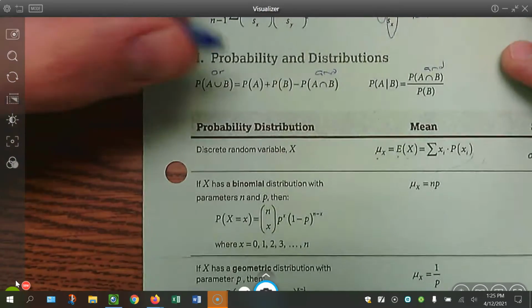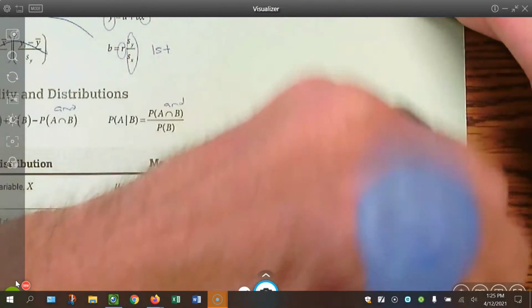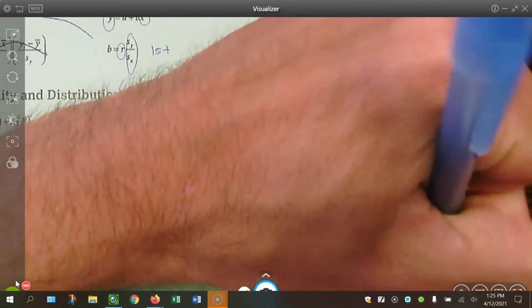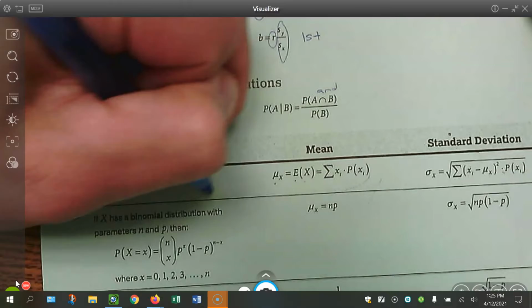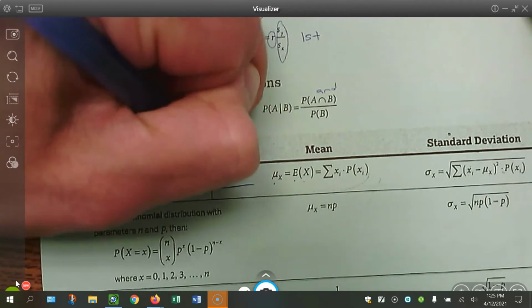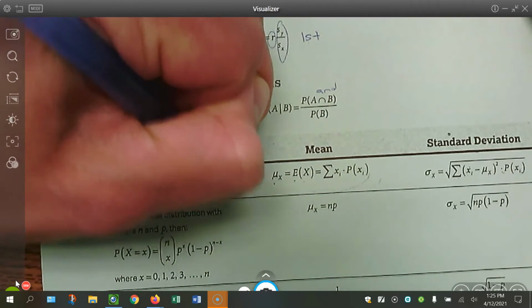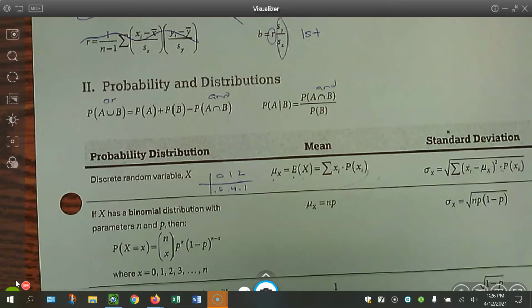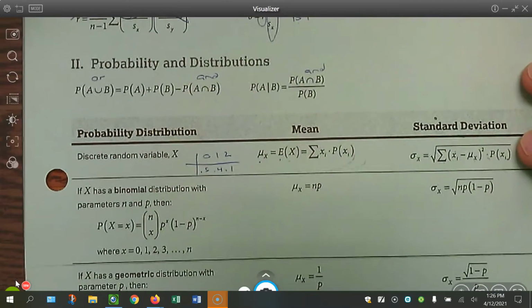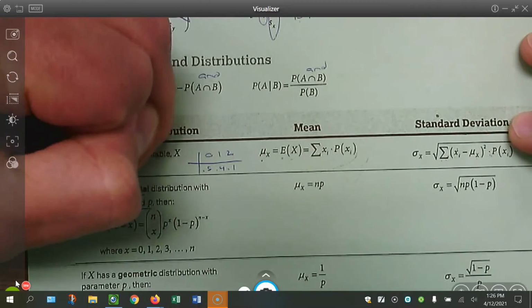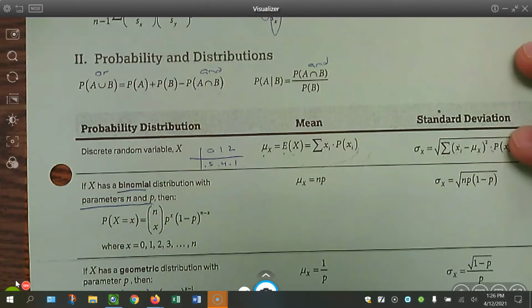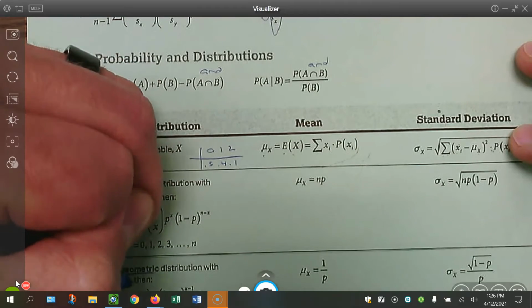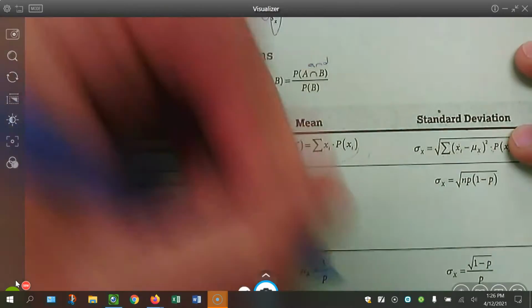The next whole part of this formula sheet is chapter 6. Discrete random variable. This is if you just have something like 0, 1, 2 with probabilities 0.5, 0.4, 0.1, and you want to find the mean or the standard deviation. That's the formula you're going to use for these. Binomial, you'll notice it has the parameters n and p, mean, standard deviation, just following the columns. Geometric has one parameter p, mean, standard deviation.